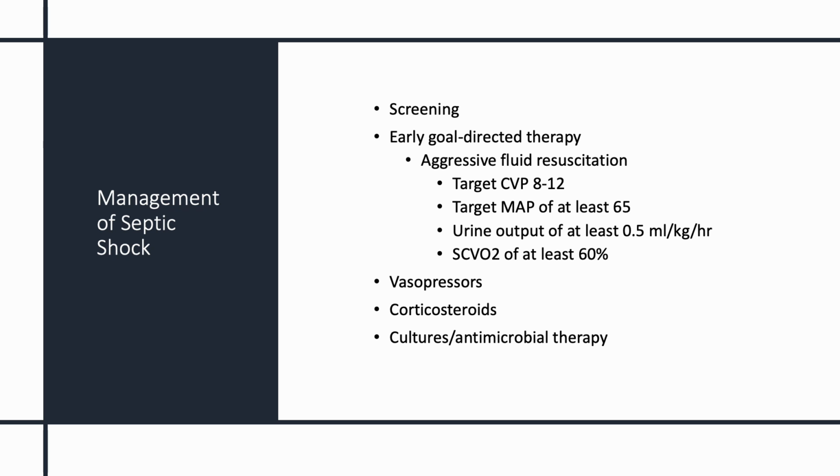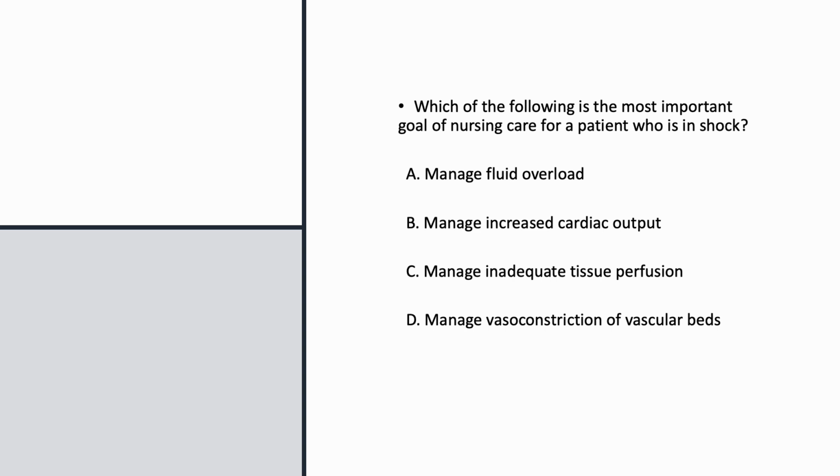You want to maintain a MAP of at least 65, and ensure urine output of at least 0.5 mL per kg per hour. You want to target your ScvO2 of at least 60% to ensure adequate tissue perfusion. Vasopressors are used if hypotension persists after fluid resuscitation to maintain blood pressure. Corticosteroids may be used in cases of refractory shock, and you want to obtain cultures before starting broad spectrum antibiotics to treat the underlying infection.